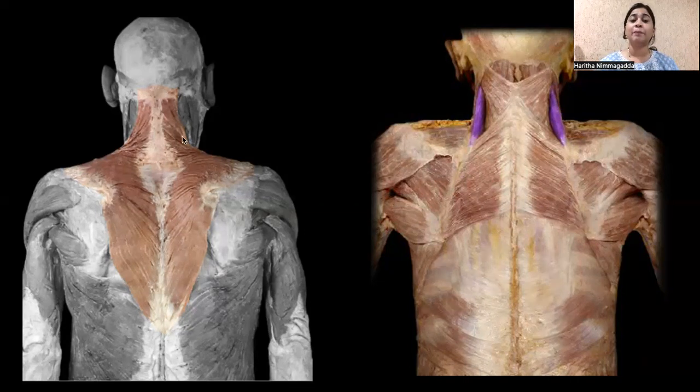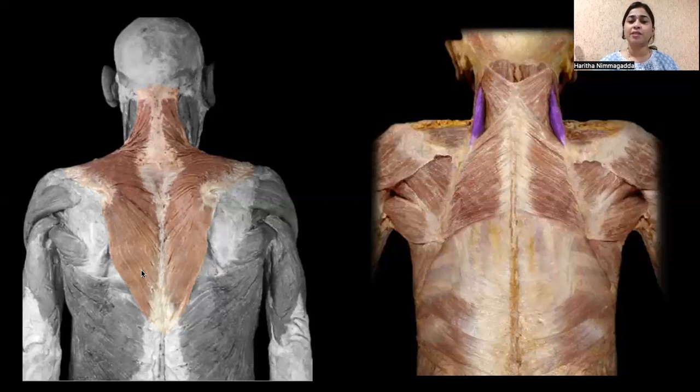This is called the trapezius muscle. It looks like a trapezoid structure, so that's why this muscle is called trapezius. There are two big muscles of the back, first layer muscles: trapezius and latissimus dorsi. Latissimus means large, and dorsi means dorsum, the dorsal side of the body. So you have latissimus dorsi here.